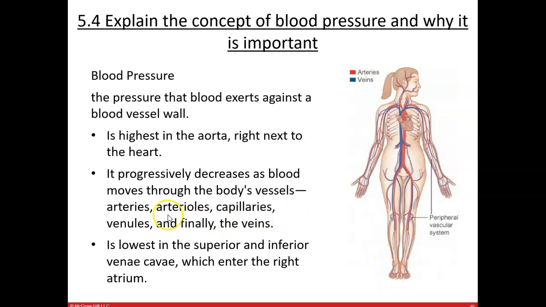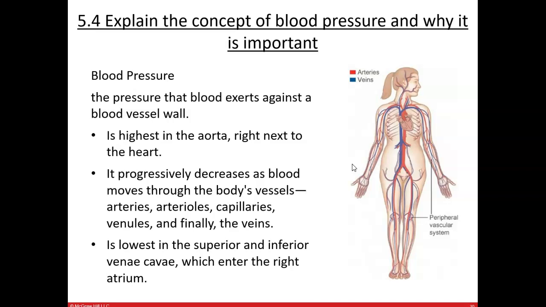When you get into the arterioles and capillaries, you're going to have progressively lower blood pressure. When you get to the venules, it will lower even more. And finally, the veins, the vena cava, is going to have very low blood pressure compared to all the other blood vessels. So the blood pressure is the lowest in the superior and inferior vena cava, which enters the right atrium.